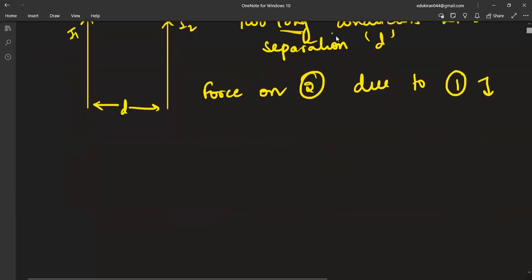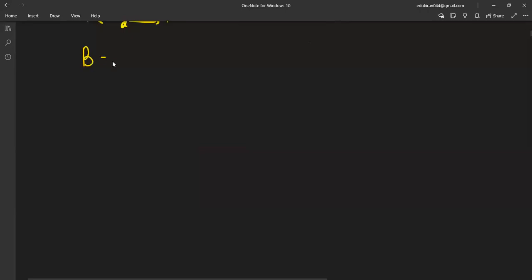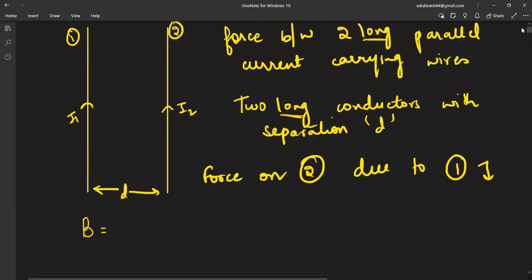So for an infinitely long wire, we had a formula. Initially, when we were studying magnetics and had started with the applications of Biot-Savart's law, we had seen the formula of an infinitely long wire. If I want to find the magnetic field at this point, let's say at the second wire due to the first wire, what should be the formula for it? Check in your notes. You people have written it. Magnetic field due to an infinitely long wire. What was the formula? Yes, Chavez.